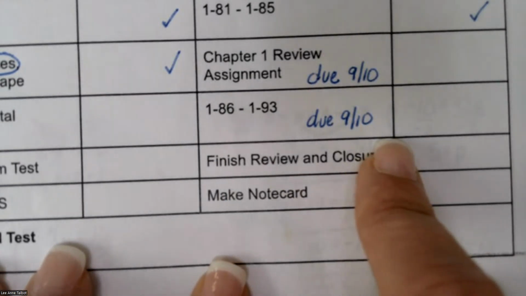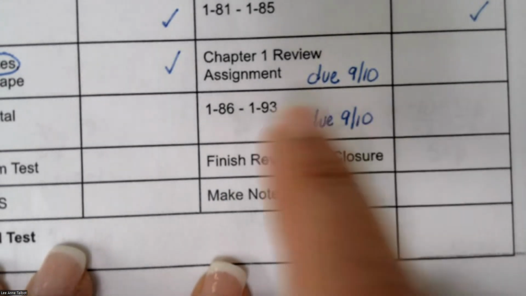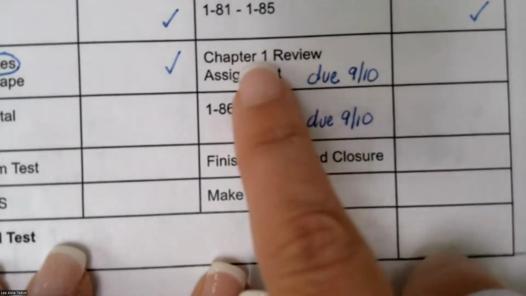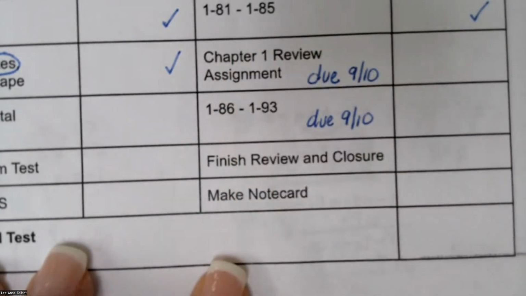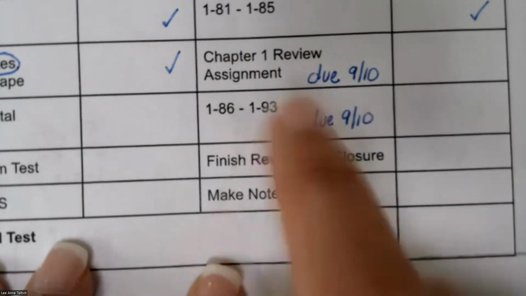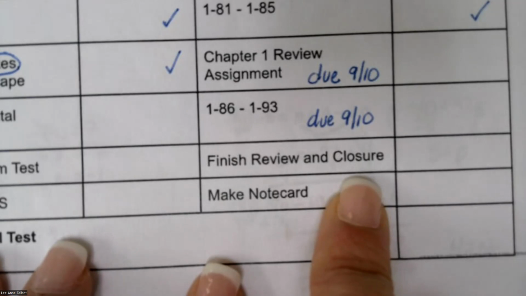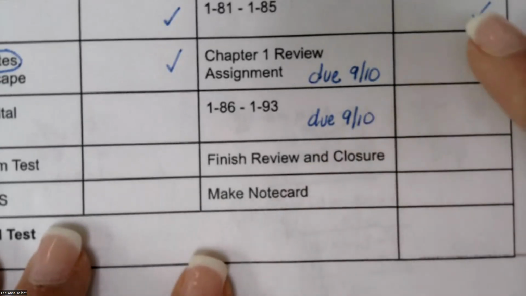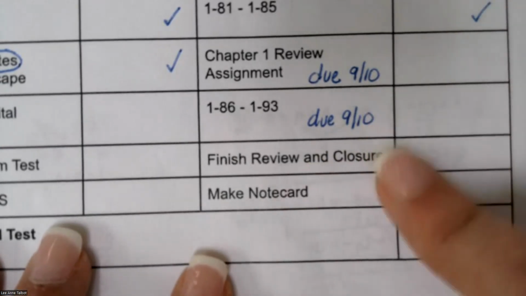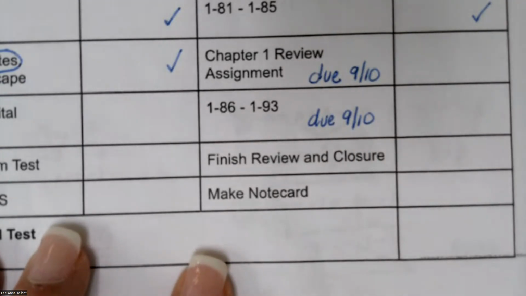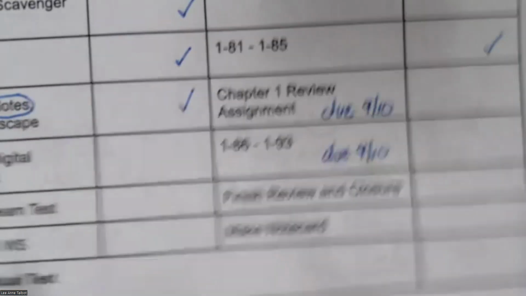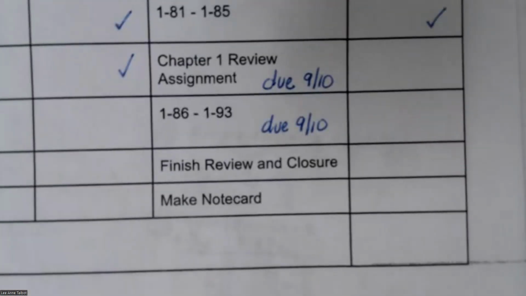I'm not going to be checking anything tomorrow except for the digital escape. Tomorrow, we will be working on these. They're multiple nights homework, basically. See how it says finish, review, and closure here. So if you're organizationally minded, you'll probably want to write due 9, 10 on those 2 boxes. All right. That's everything I have to say. Now I will stop talking and I will timestamp, and you guys have the rest of the period to work on the digital escape.